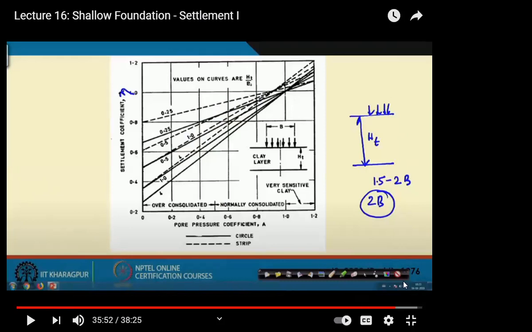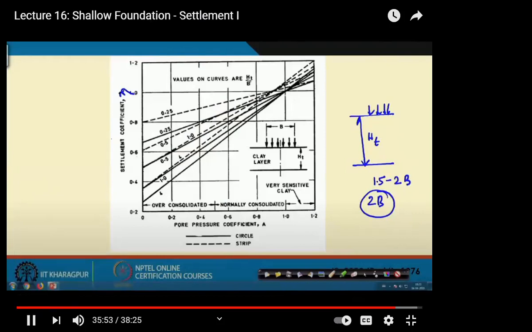See students, here influence zone means the area where the stresses are distributed. Okay, so till 1.5 B or till 2 B, the stresses are distributed from the base of the foundation.